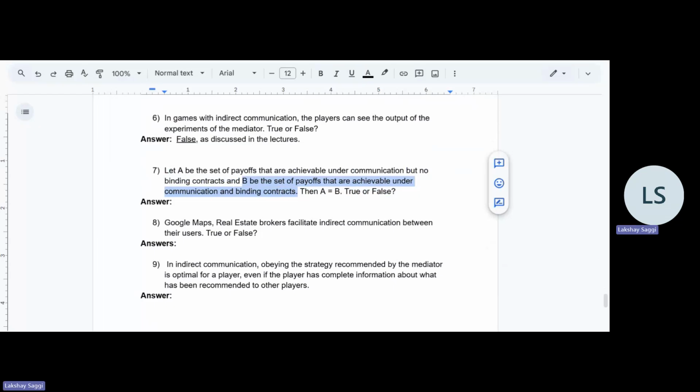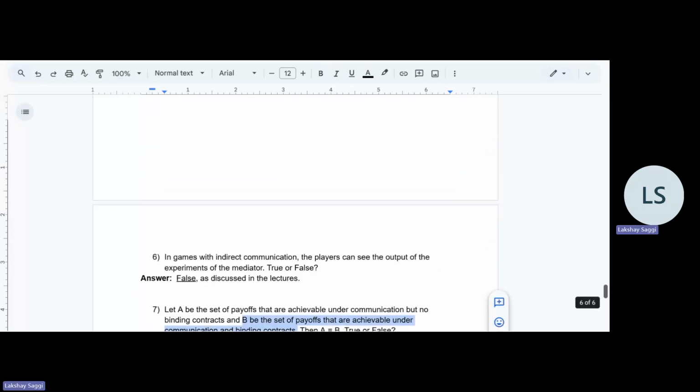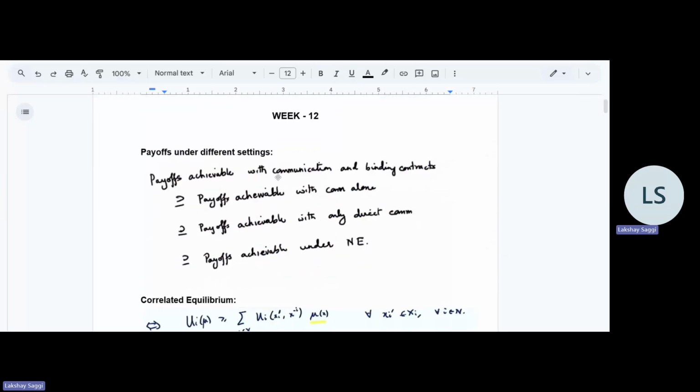If a player chooses to actually follow the contract, then you can just have the contract as being binding. And if a player chooses not to follow the contract, then you can put it in the contract itself that the player will not be following this. So this is the high level idea. And as discussed, communication and binding contracts give us more leeway than communication alone.